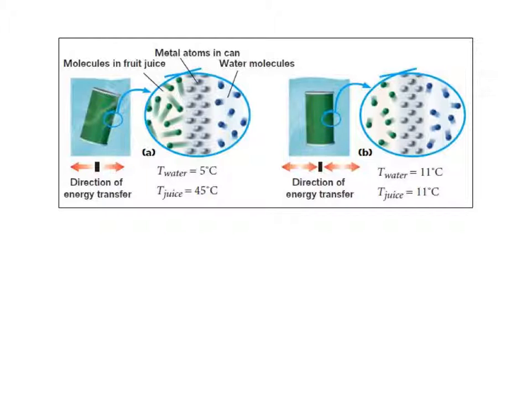And that's this right here on the right. So the ice goes up to 11, the juice goes down to 11. The direction of heat transfer now, it's in equilibrium, so there is no direction. This is showing a balance. There is no heat transfer anymore once it's in equilibrium.